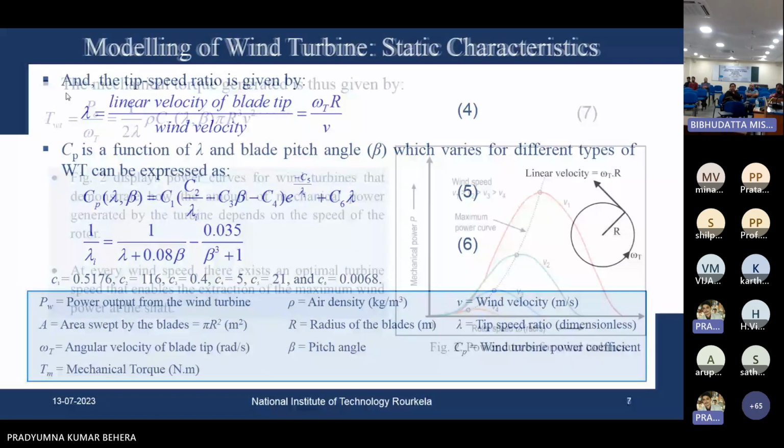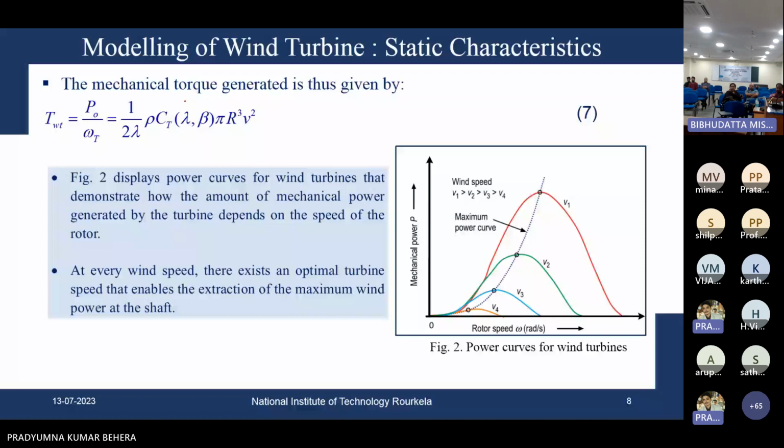The mechanical torque generated is given by the output power of the wind turbine upon the angular speed of the turbine. So here we get 1 by 2 lambda rho Ct(lambda, beta) pi r cube v square. The various power curves of the wind turbine are displayed, demonstrating how the amount of mechanical power generated by the turbine depends on the speed of the rotor. We can see that at every wind speed there exists an optimal turbine speed that enables the extraction of maximum power at the shaft.